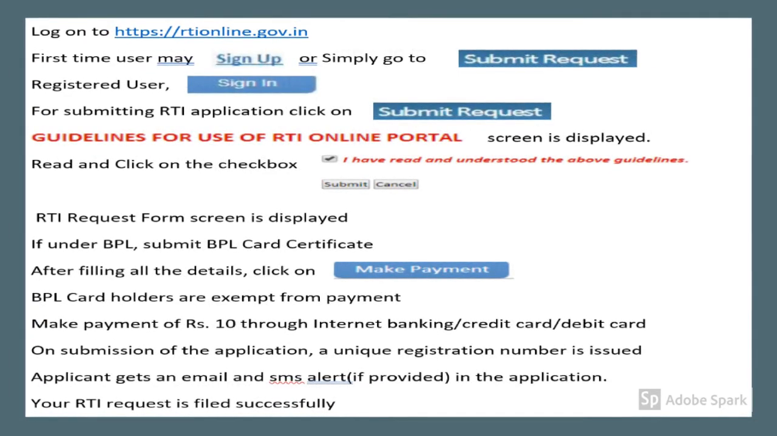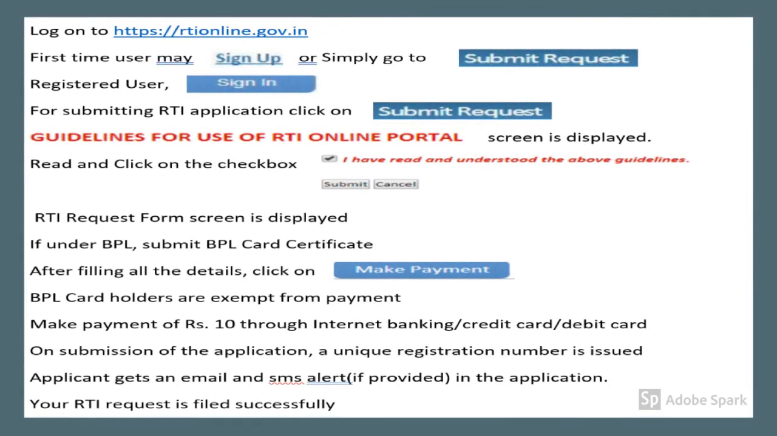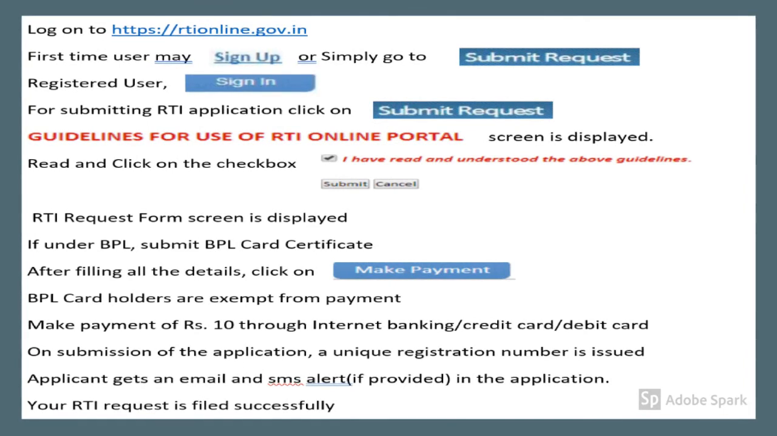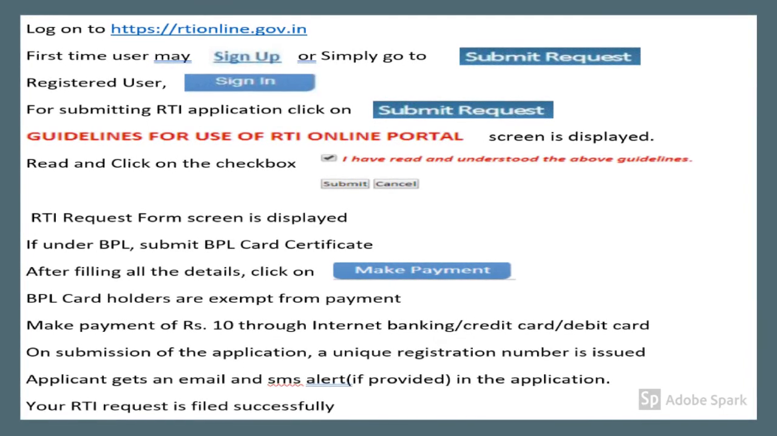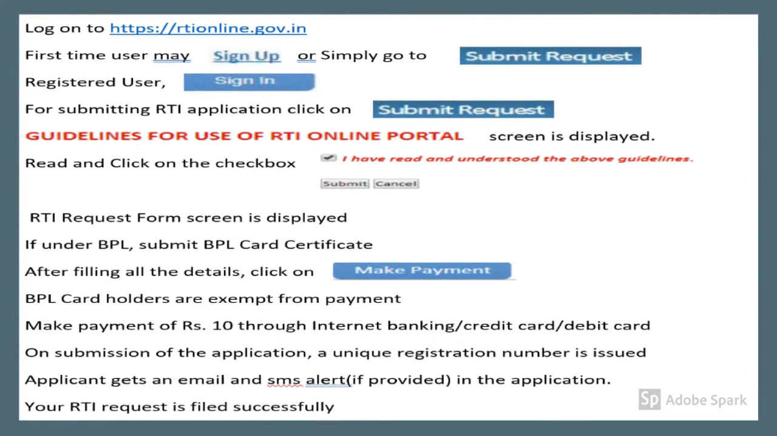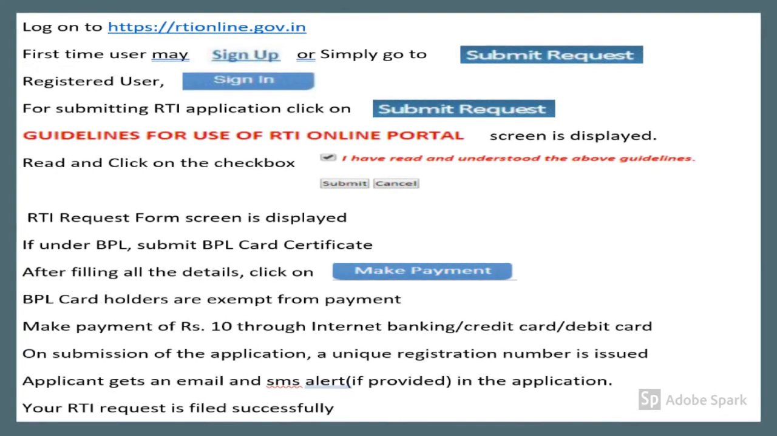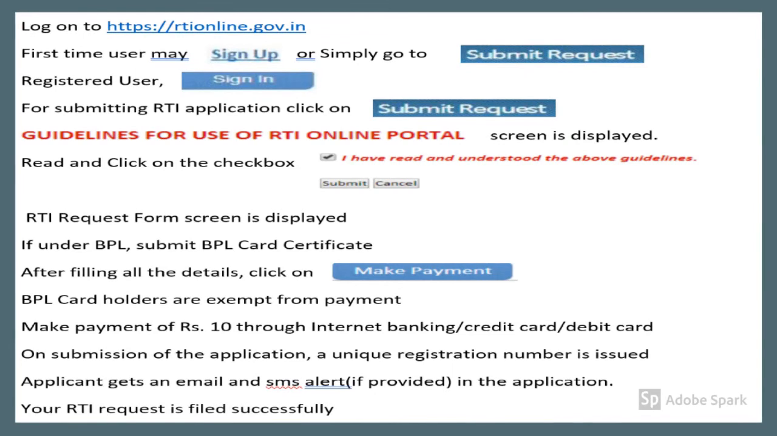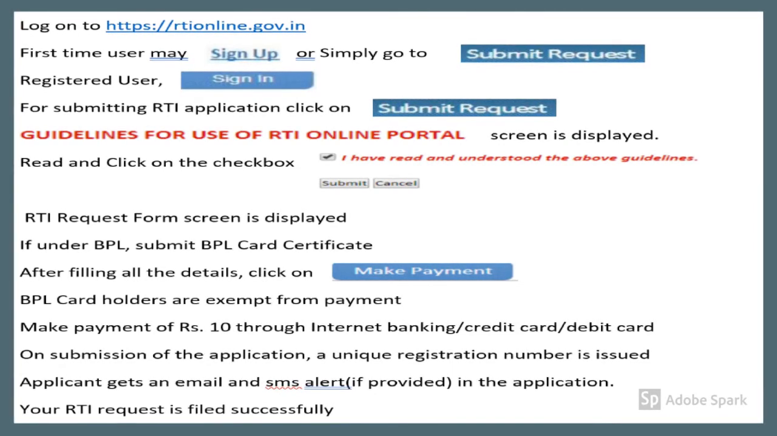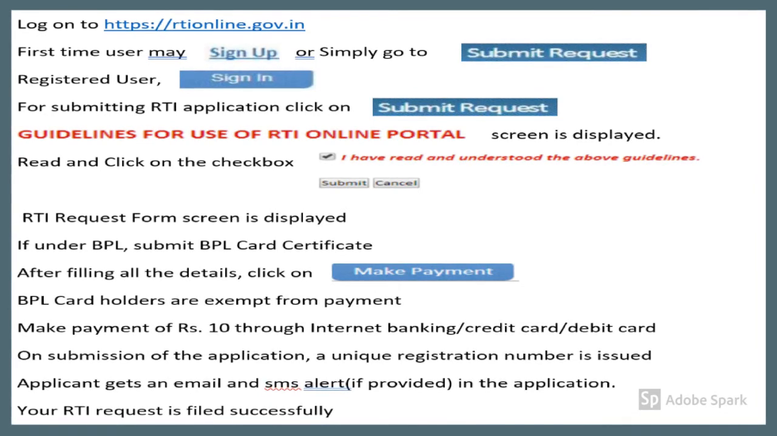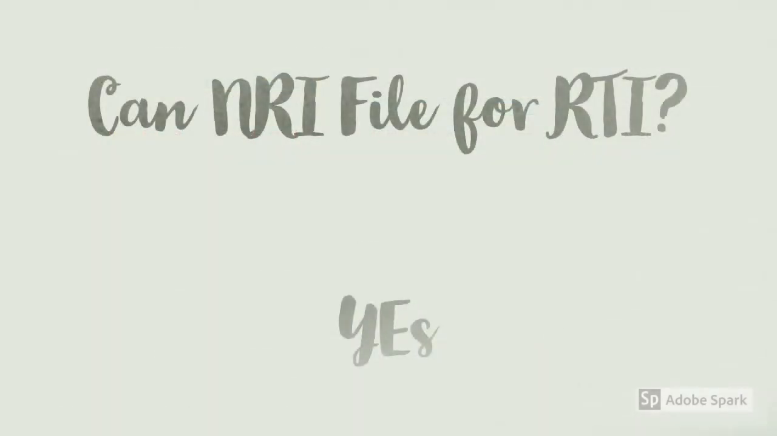After filling all the details, click on Make Payment. As mentioned earlier, BPL card holders are exempt from payment. You can make a payment of ₹10 through internet banking or credit card, debit card, etc. On submission of the application, you get a unique registration number. Applicants also get an email or SMS alert if you have provided details in the application. Finally, your RTI request is filed successfully.